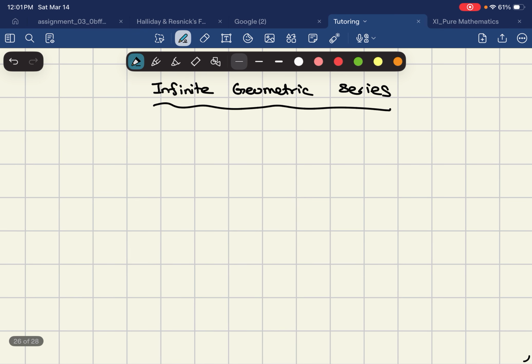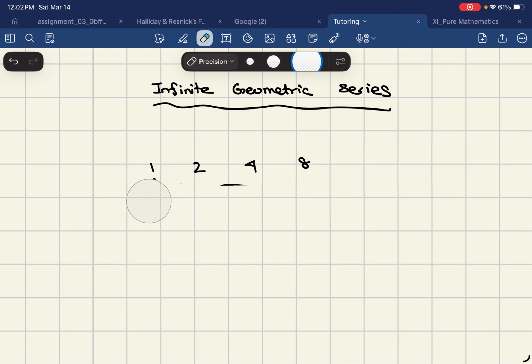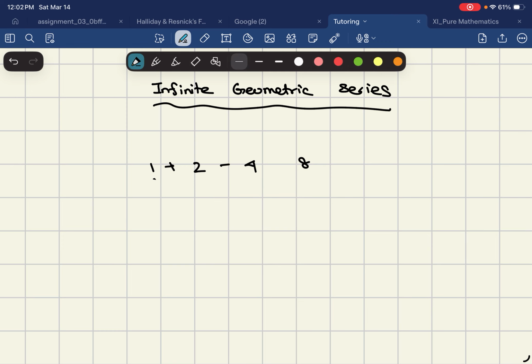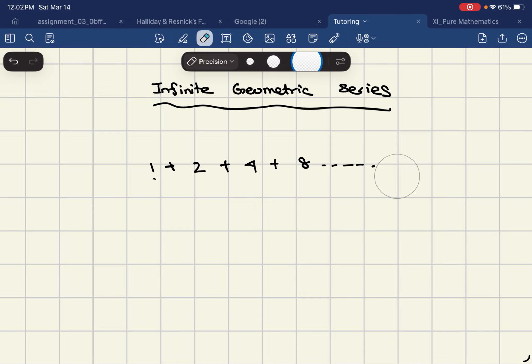So previously, when we were looking at geometric series, like say 1, 2, 4, 8, and so on, usually we considered the nth term. We assumed that it was ending at some point. But when we consider an infinite geometric series, series just means we're adding together the terms, right? So it's going to go on and on until forever.